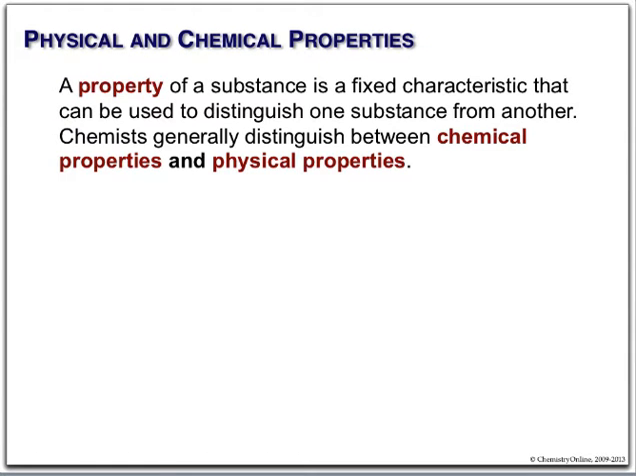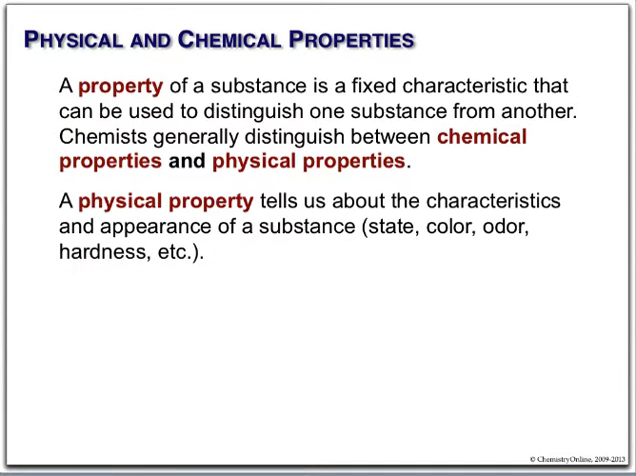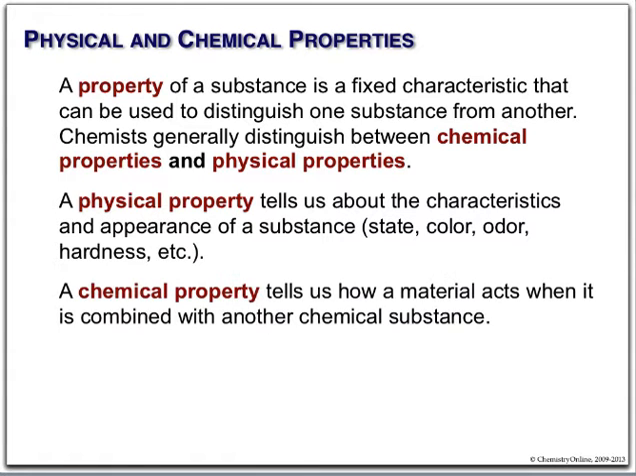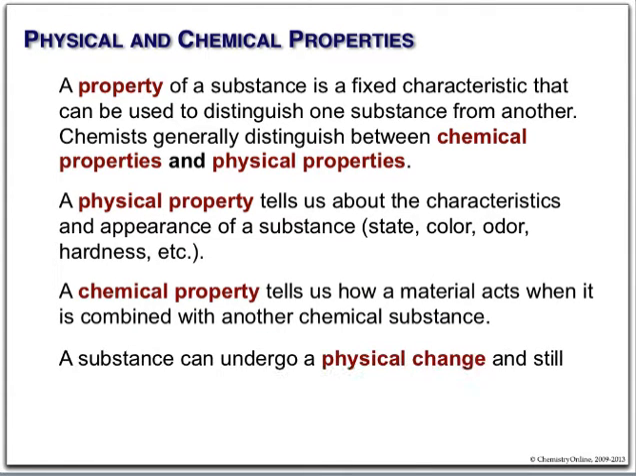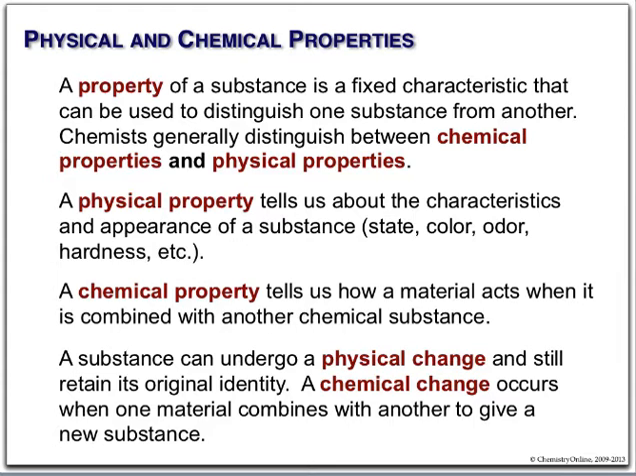Now, a property is just a fixed characteristic of a substance. We can distinguish between chemical properties and physical properties. A physical property tells us something about the substance. It's a state, its color, its odor, whatever. A chemical property describes how something reacts when combined with another substance.